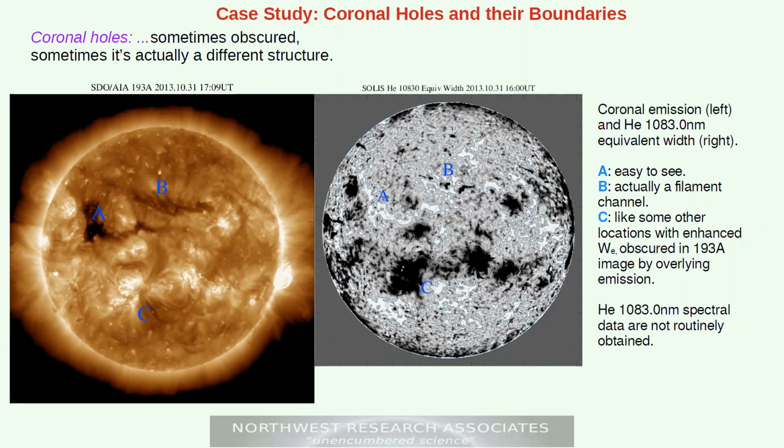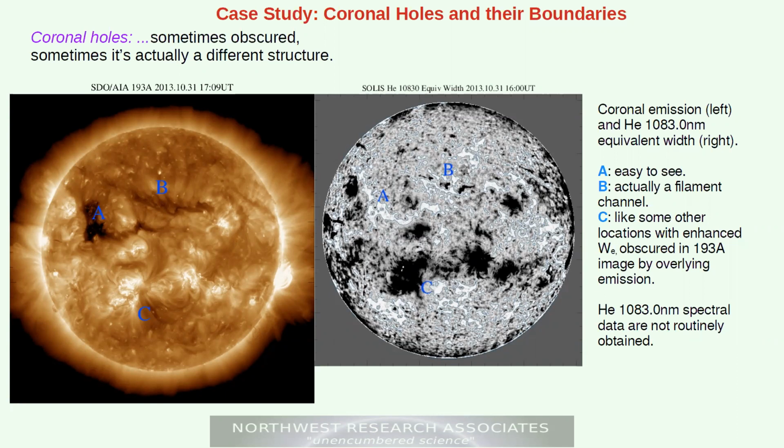Yay, we've got a good coronal hole. It's basically on the right-hand side, where it's bright is where you're probably going to have coronal hole type material, at least some diagnostic indicating that you're in the coronal hole. B turns out to be a filament channel. It's not actually a coronal hole.